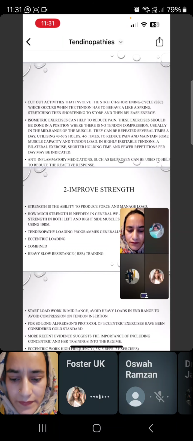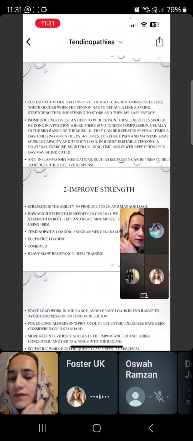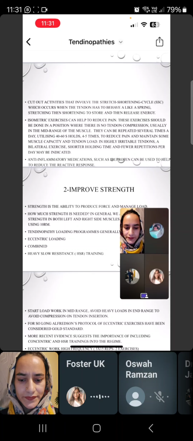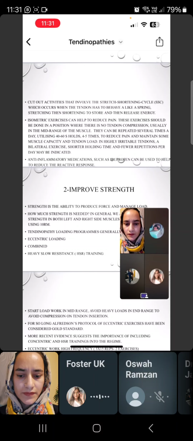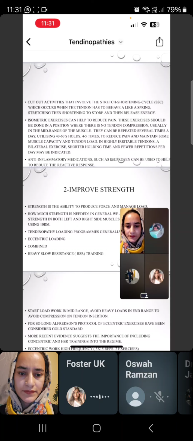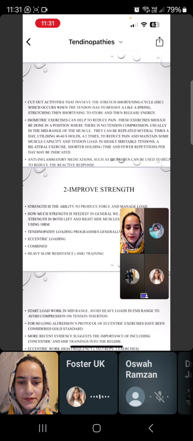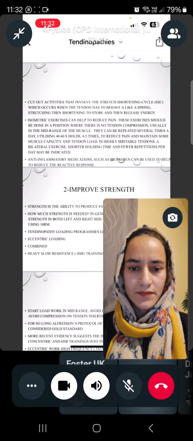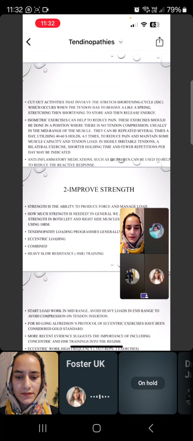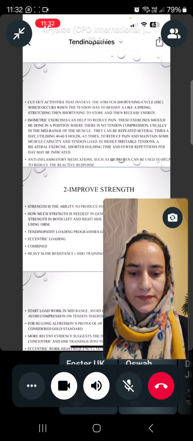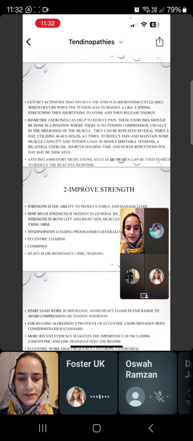If a patient can hold 15 to 30 seconds, start with that hold, progress to 30-second hold, then 60-second hold. Most of the measurements that I've given are gold standard and the average measurements that are used most widely. So 40 to 60-second holds, 4 to 5 repetitions to reduce pain and maintain some muscle capacity and tendon load. In highly irritable tendons, when patients have too much severity and irritability, a bilateral exercise can be used.